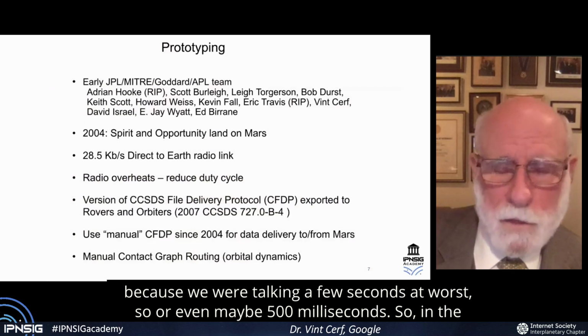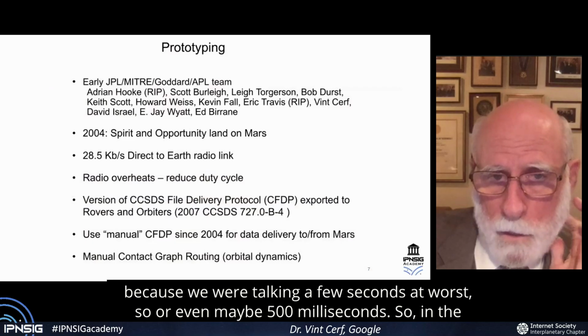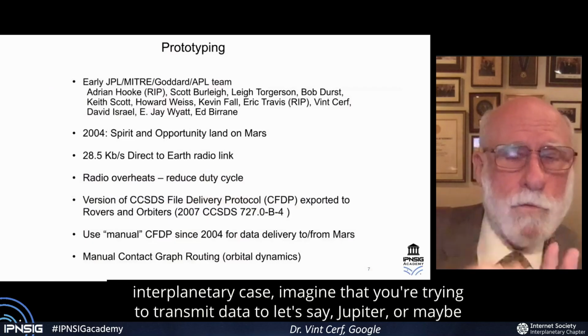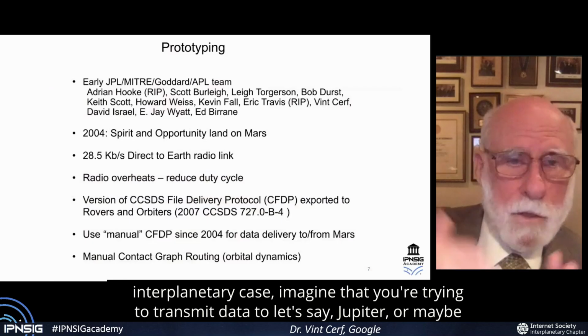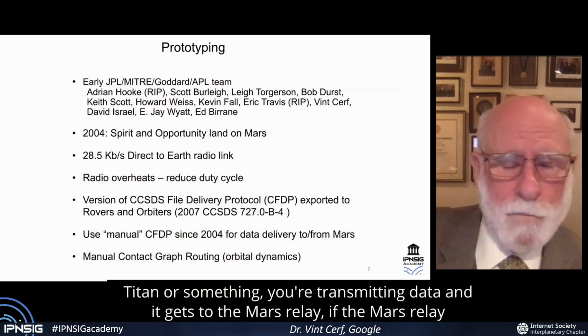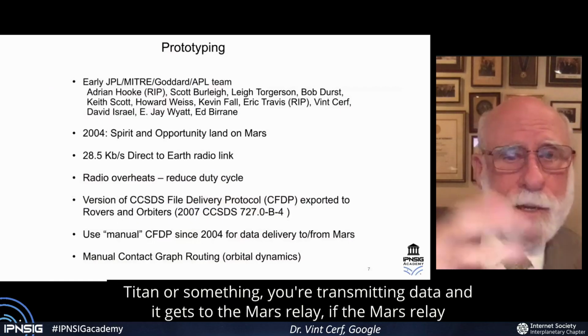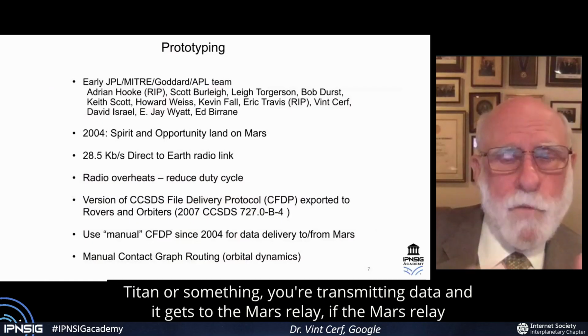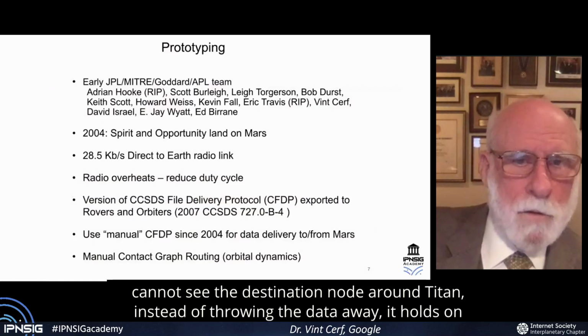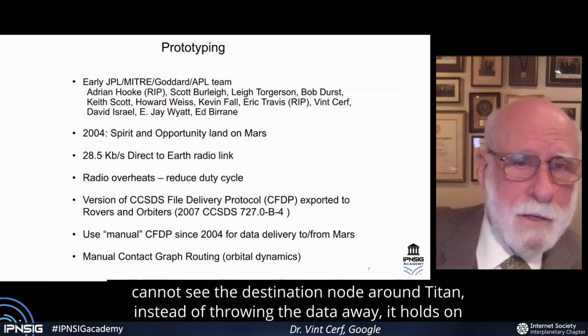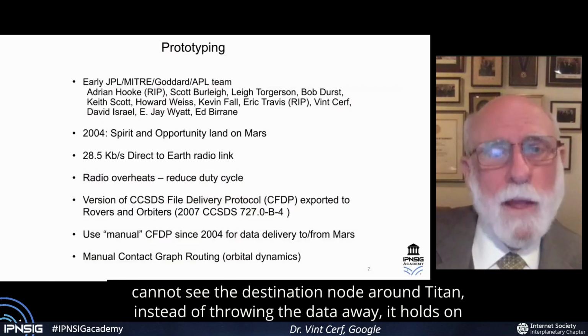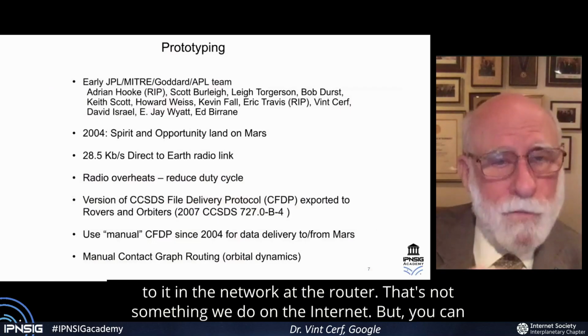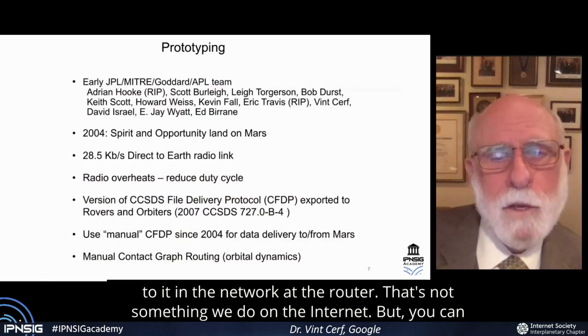So in the interplanetary case, though, imagine that you're trying to transmit data to, let's say, Jupiter or maybe Titan or something. You're transmitting data and it gets to the Mars relay. If the Mars relay cannot see the destination node around Titan, instead of throwing the data away, it holds onto it in the network at the router. And that's not something we do in the internet.